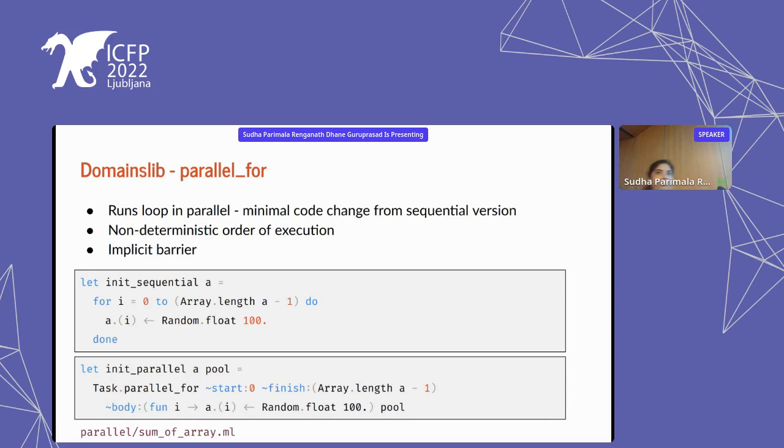Does parallel for return a promise, or does it wait for all the tasks that it wants to complete? It doesn't return a promise. It blocks until all the tasks are done. It also has an implicit barrier. So let's say you're running two different parallel for loops, you don't have to worry about them being interleaved or something like that.